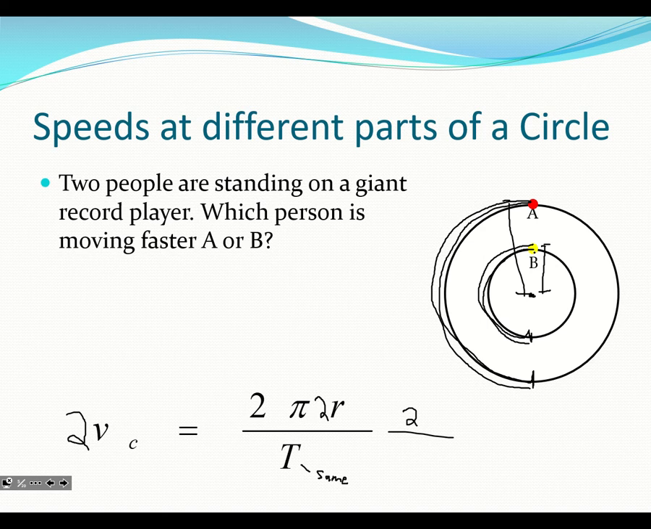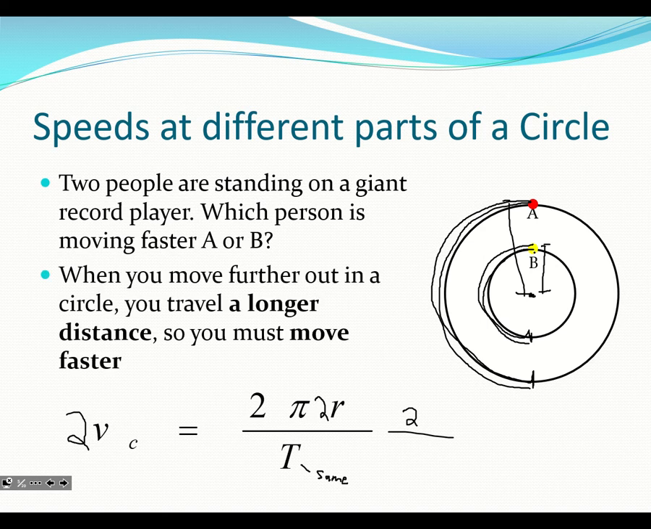And that's important, you need to know that. So when you move further out in a circle, you travel a longer distance, so you have to move faster. The further out you are in a circle, the faster you're moving. And you might have felt this. If you've been on a tire swing as a kid and you're spinning in a circle and you let your neck go out, it sort of snaps back and you can feel that extra speed.